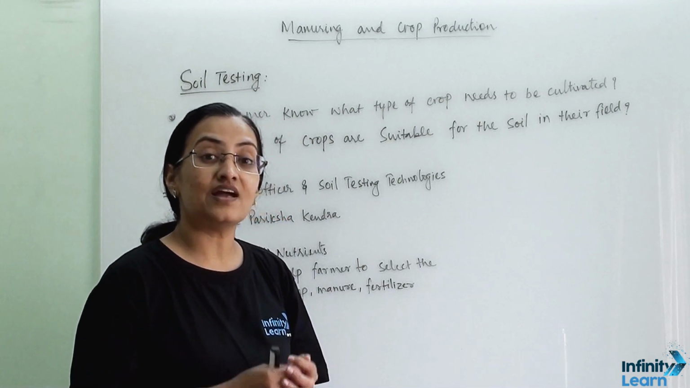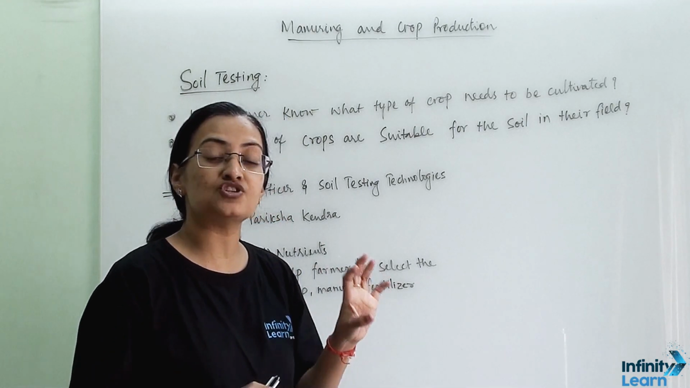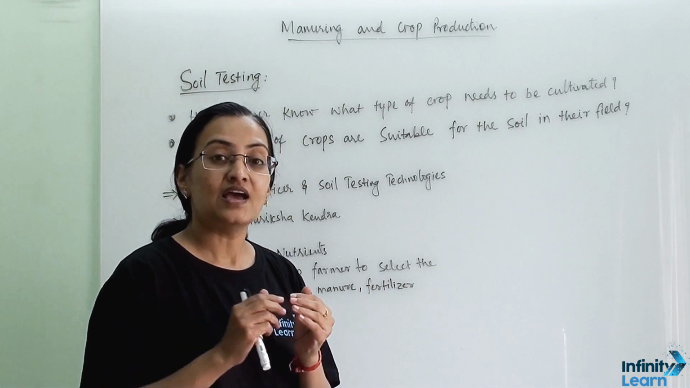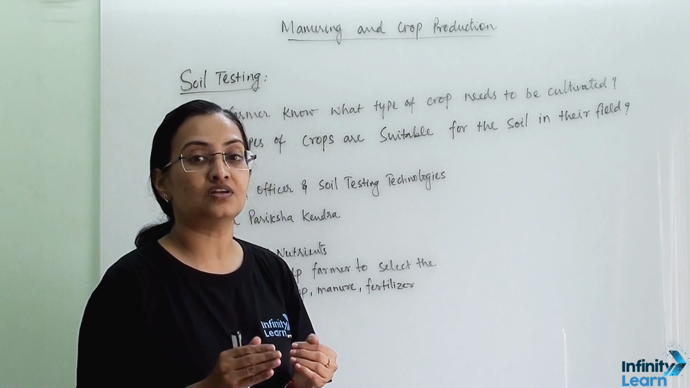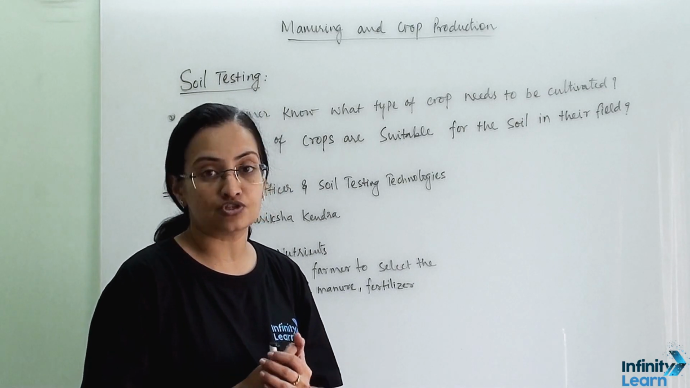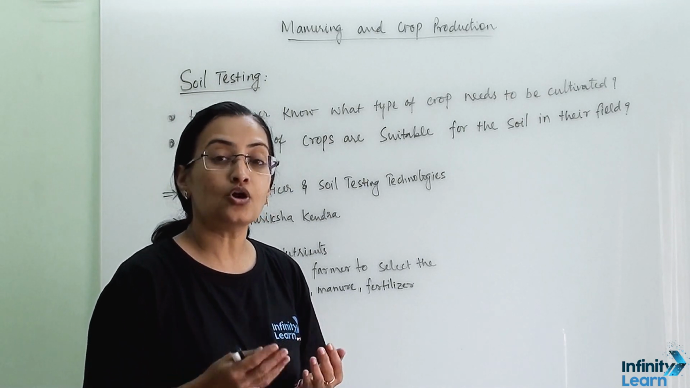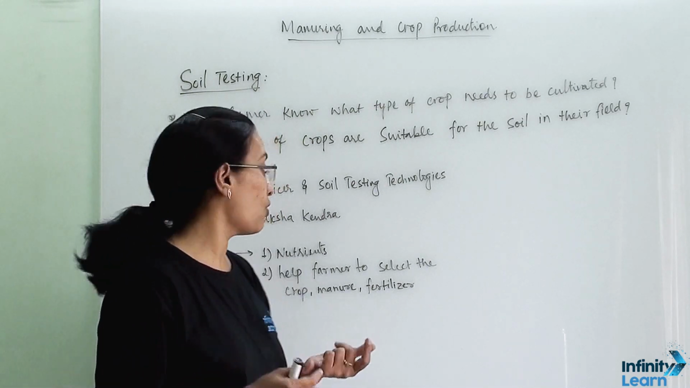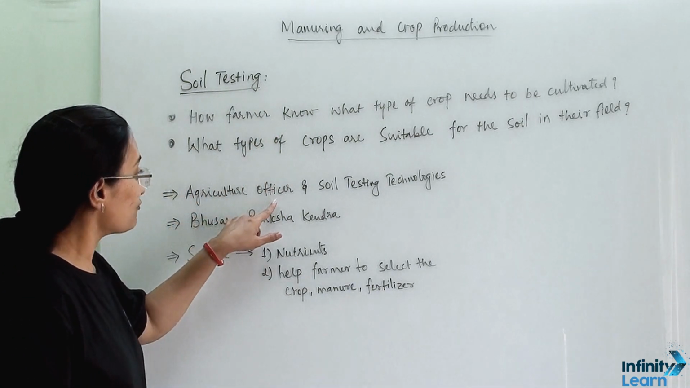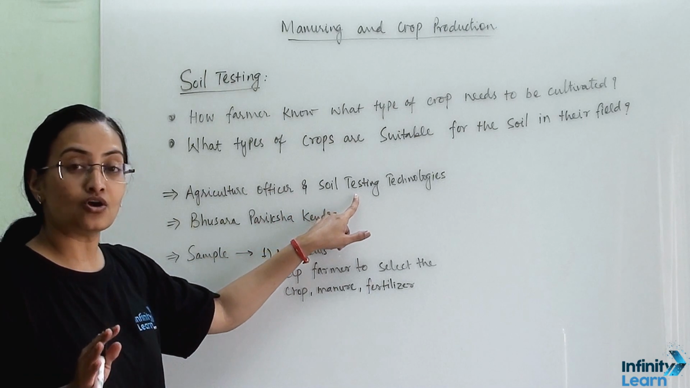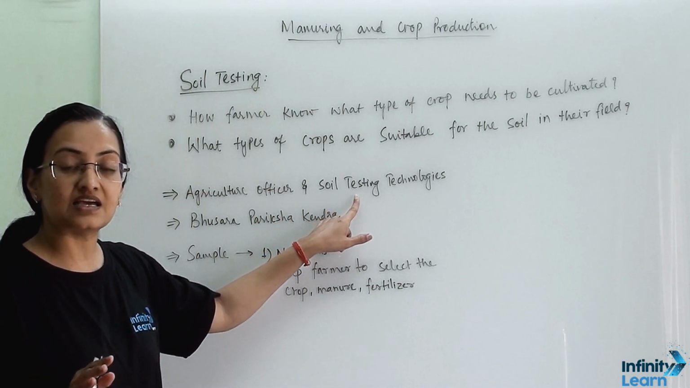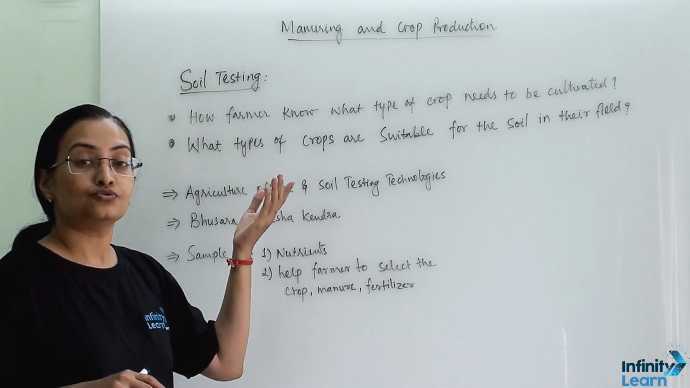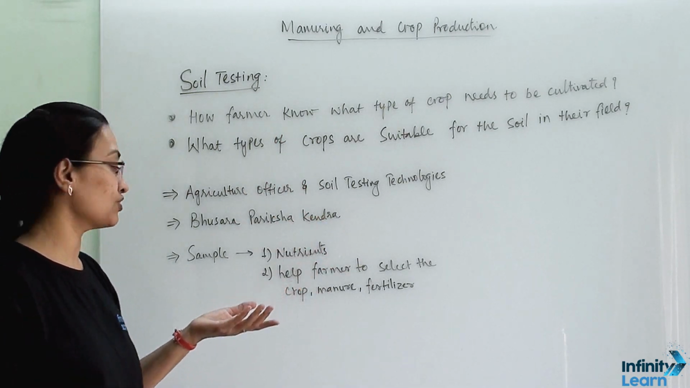The agriculture officer and soil testing laboratories, which are run by the government, will check the sample of the soil and guide the farmer on which crop will be suitable for their soil, what all nutrients they require while taking the crop, and so on. So the agriculture officer and soil testing laboratories will help farmers to decide the crop and to decide the nutrient amount for their crop.